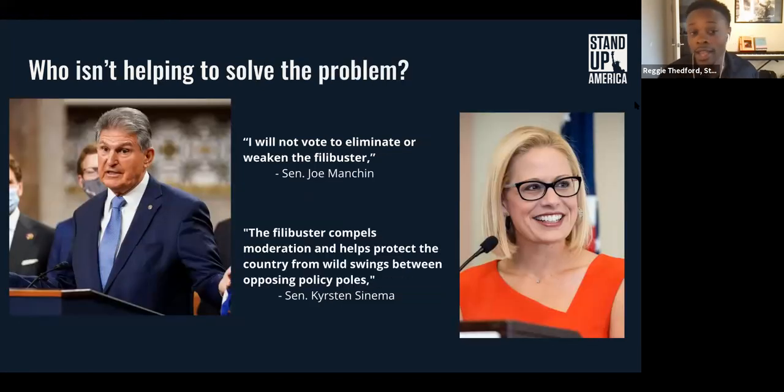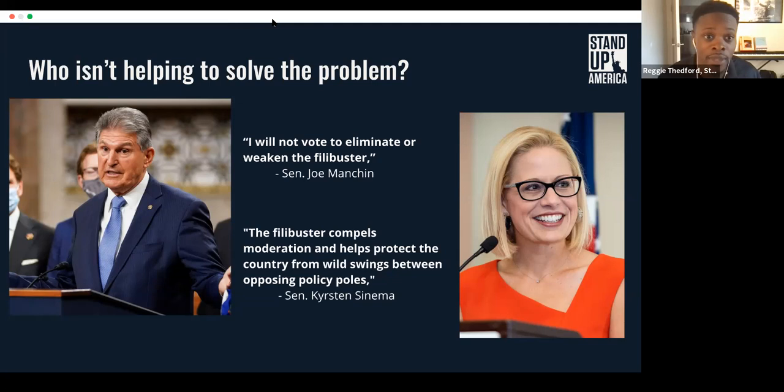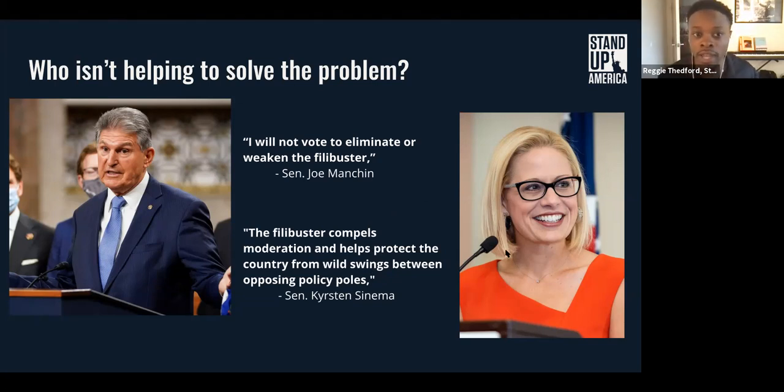All right. Now, unfortunately, it's not only Republicans that are standing in the way here. Senators Joe Manchin and Kyrsten Sinema have also made statements that they will not support ending or reforming the filibuster by any means. As you can see here, a quote, "I will not vote to eliminate or weaken the filibuster."